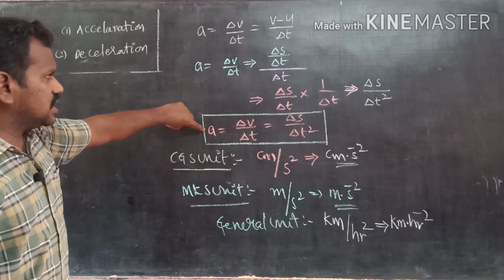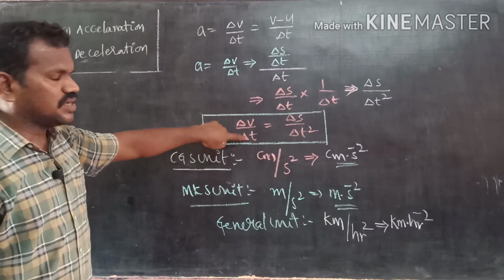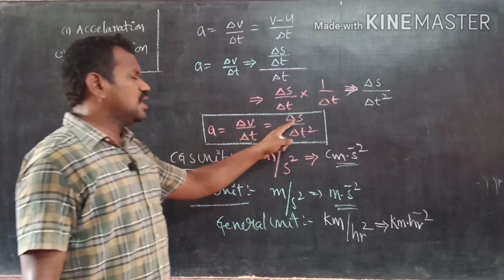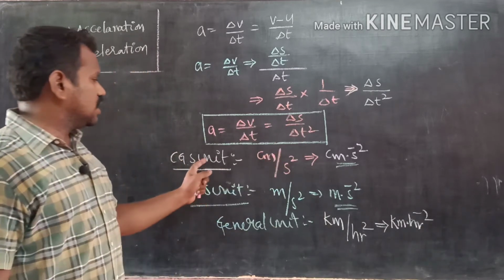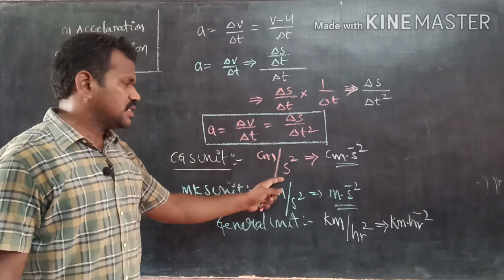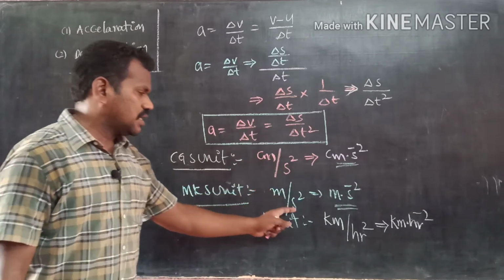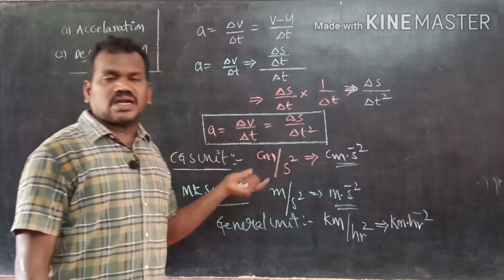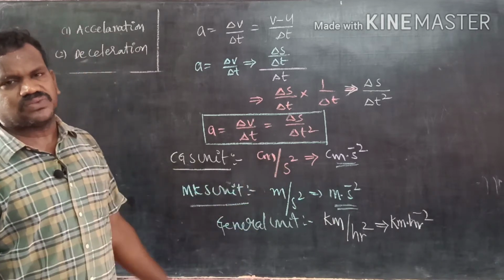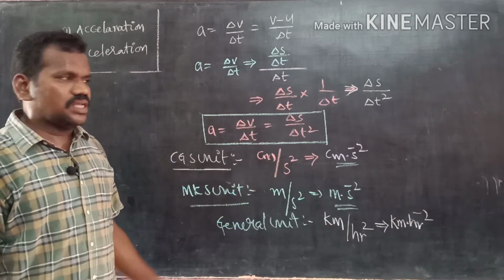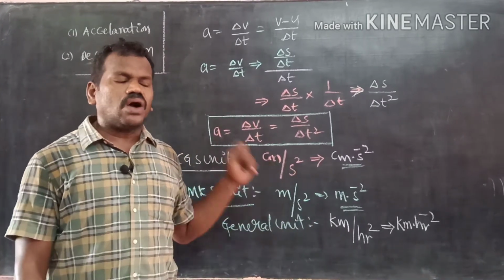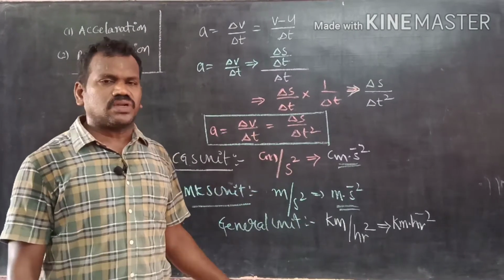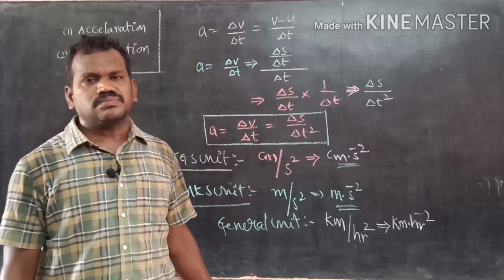See here, acceleration is nothing but rate of change of velocity, or square of rate of change of displacement. The units become centimeter per second square, meter per second square. This we already explained in our previous videos. Further, there is a great need of basics in physics. How to represent the unit, that we will come to know in an easy manner.